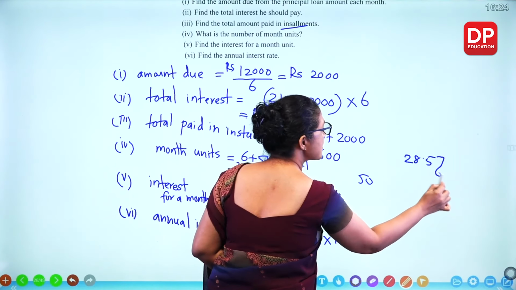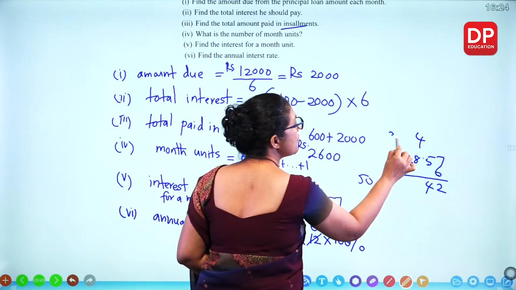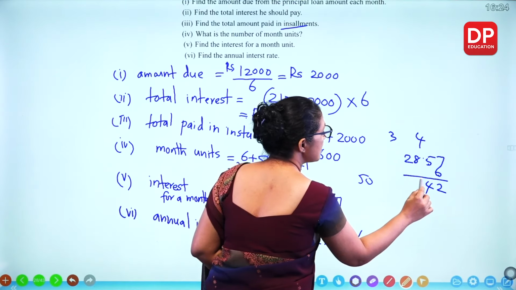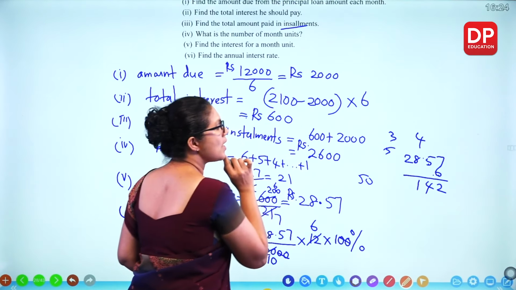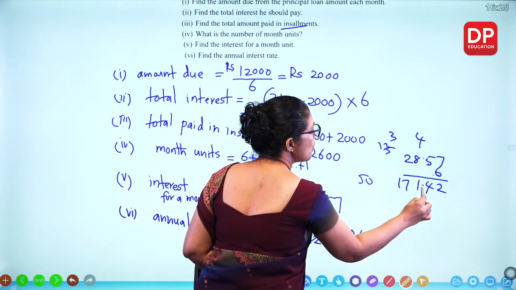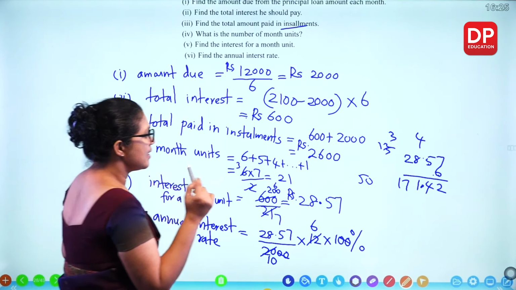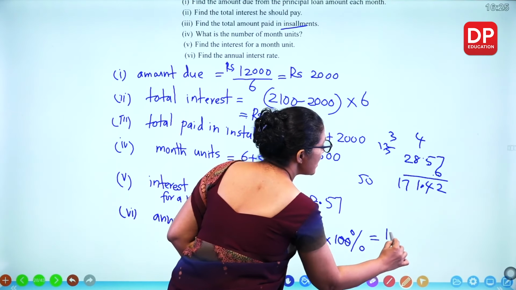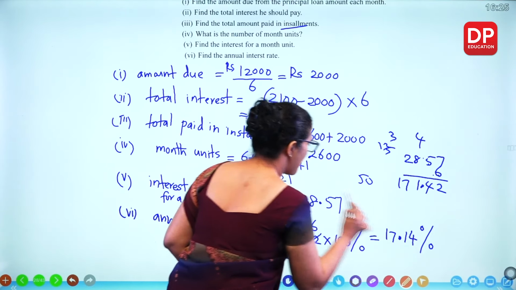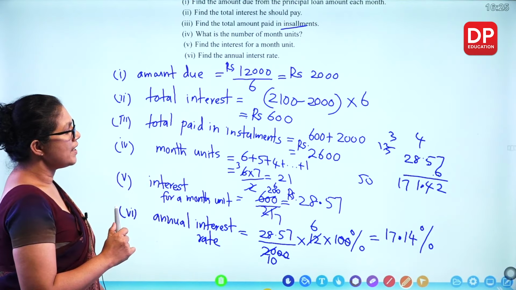So 28.57 multiplied by 6. 6 times 7, 42. 6 times 5, 30, 34. 3 remaining. 6 times 8, 48. Plus 3, 51. 6 times 2, 12. 12 plus 5, 17. And you need to put 2 zeros and then divide by 10. What's the value? Divide by 10, you get 17.14 is the percentage annual interest rate. 17.14.